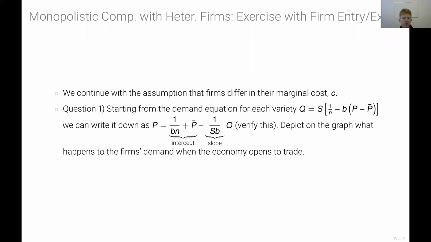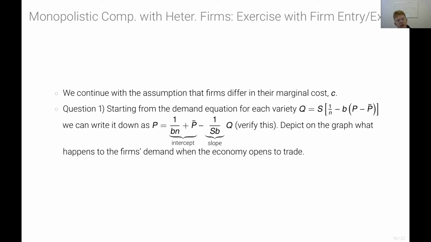Okay, so the final question is going to be an exercise. Again, another exercise with firm entry and exit. Here we're going to consider the firms to be heterogeneous, and we're going to consider what happens when we open up to trade, which firms are going to choose to enter and which firms are going to choose to exit. We're going to do all of that in a graphical sense.